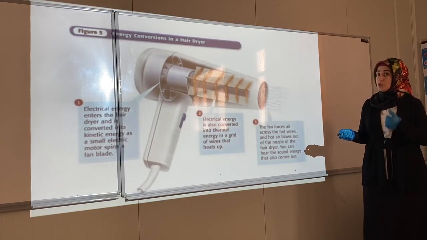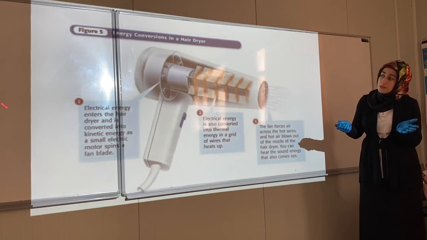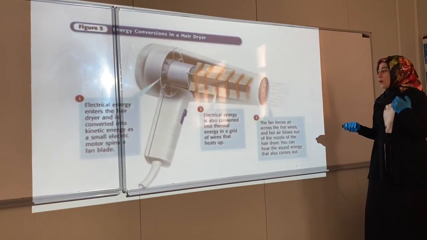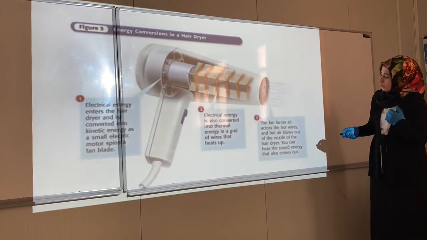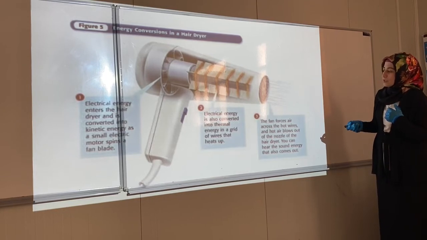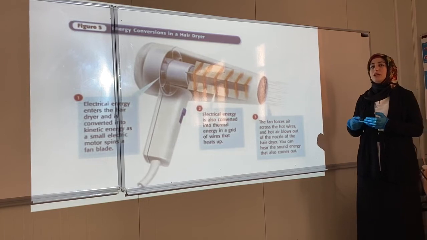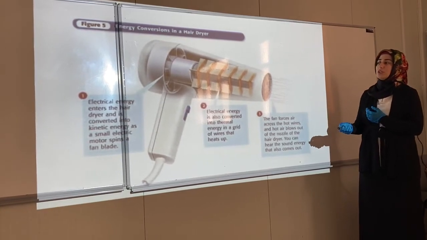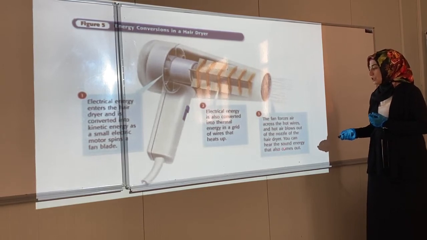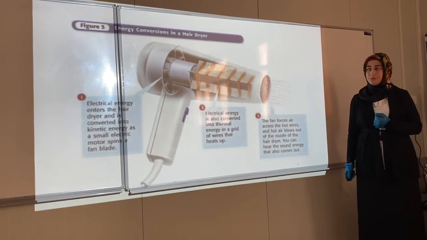One type of energy, which is electrical, can change to different kinds of energies. For example, kinetic energy, thermal energy, and we know that there's a bad sound during drying our hair, which is called sound energy. So electrical energy can be converted to different kinds of energy like kinetic energy, thermal energy, and sound energy, which is sometimes called acoustic energy.